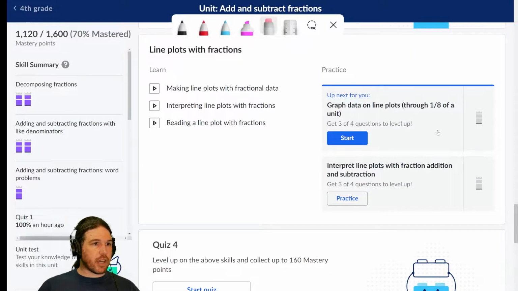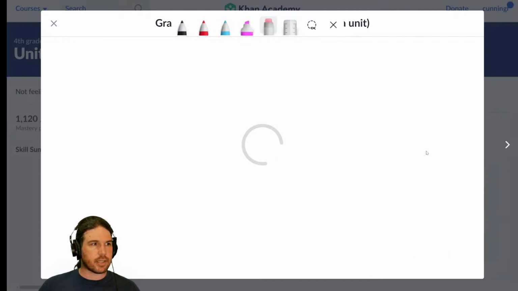Up next, we've got graph data on line points. Oh man, graphing in 4th grade. Of course, I think we're not talking about full-on XY graphs. I think we're just graphing on a single number line. So I think we're going to manage this.